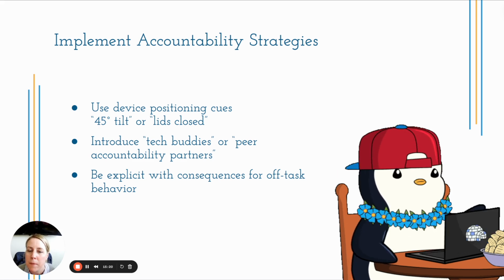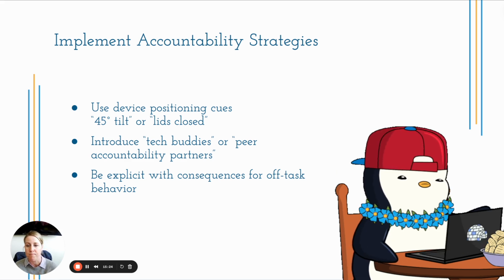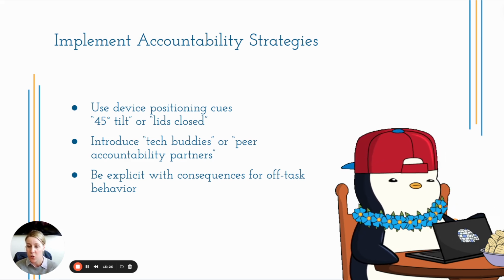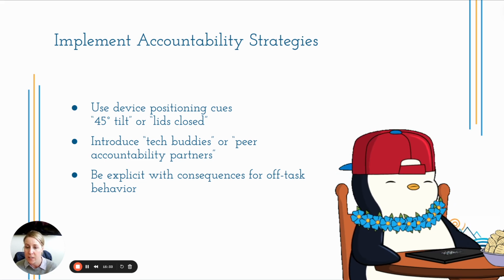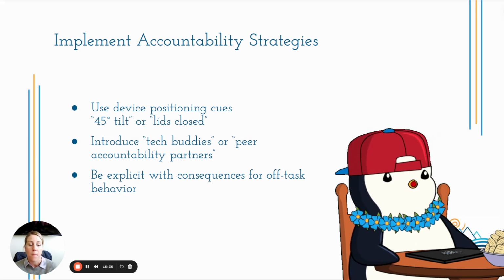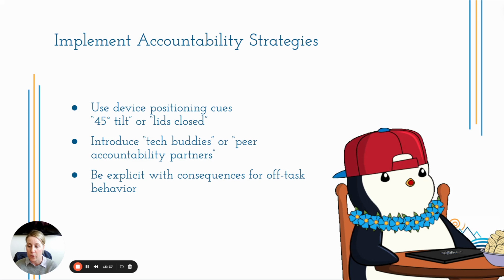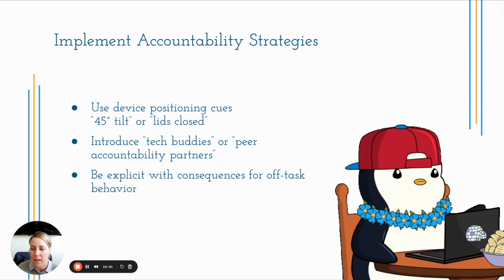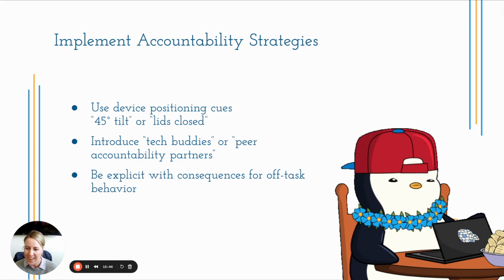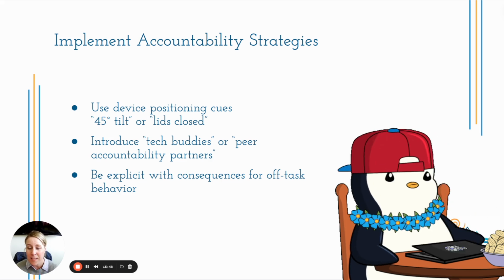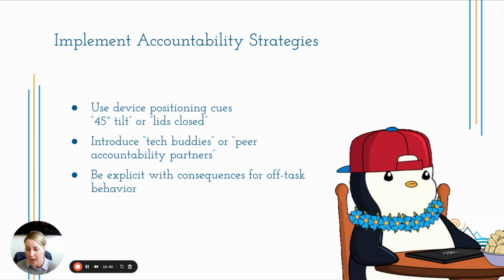The next tip is to implement accountability strategies. So have you come up with what students do when they're not using the computer at that moment? Some teachers have used device positioning cues like a 45 degree tilt or lids closed, meaning we're not using technology now, so lower your lid or close it completely. You can introduce some tech buddies or peer accountability partners, students to maybe keep each other on task. And then once again, be explicit with consequences for off-task behavior.